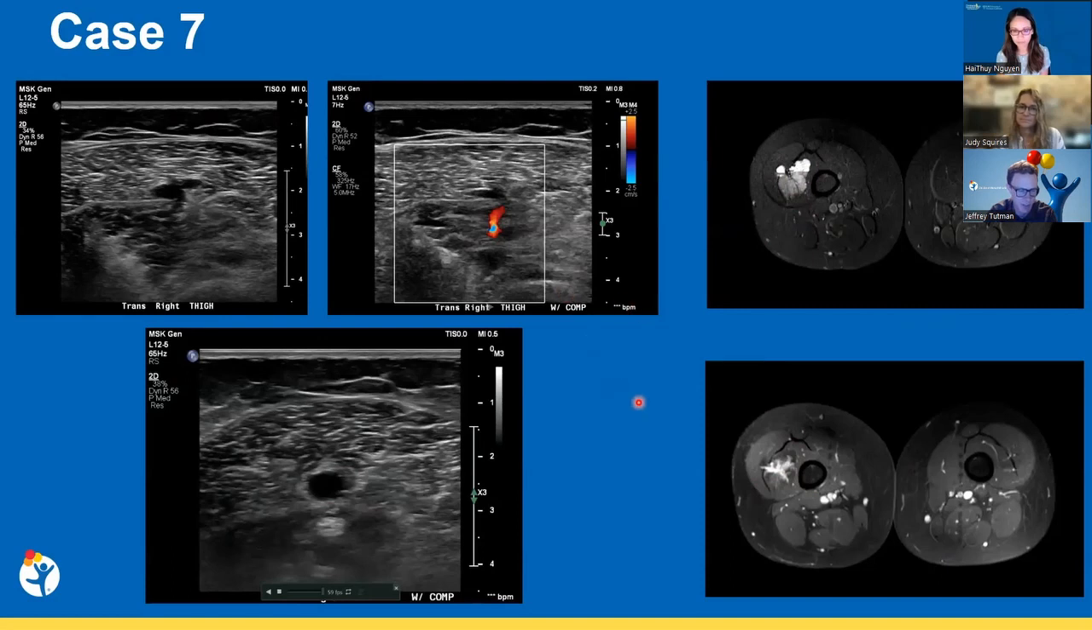So this was just a companion case. Again, I think this nicely shows what that compression image is showing. At least part of it is compressible, and this ended up being a vascular or a venous malformation as well.